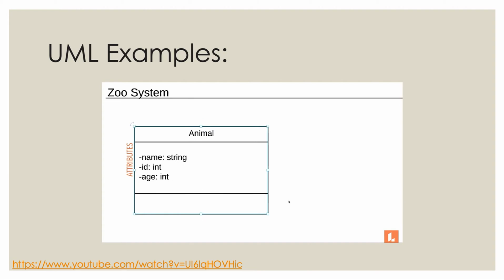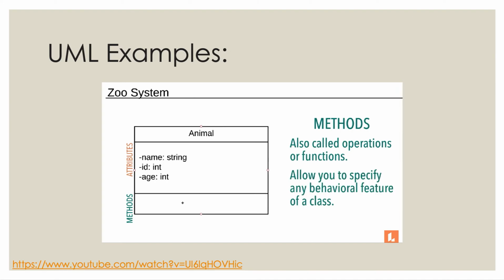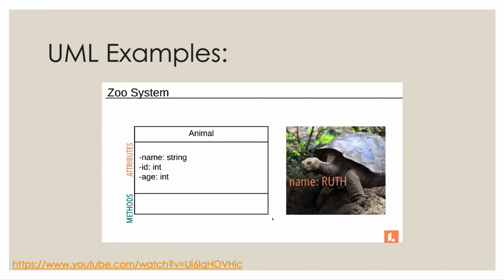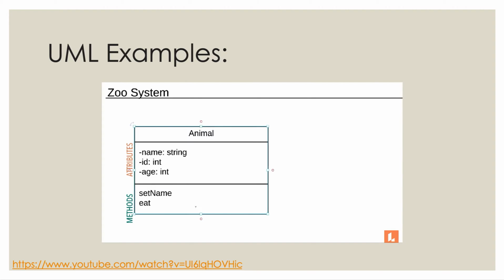Now that we've got some attributes for our animal class, we get to the bottom section here. This is where you put methods, which are also known as operations or functions. Methods allow you to specify any behavioral features of a class. So we might ask ourselves, what are some different behaviors of this animal class? Maybe we'd want to be able to change our animals' names. Like Ruth should actually be called Rita. So let's create a function called setName. We can also create a method for eating, since all of our animals eat.